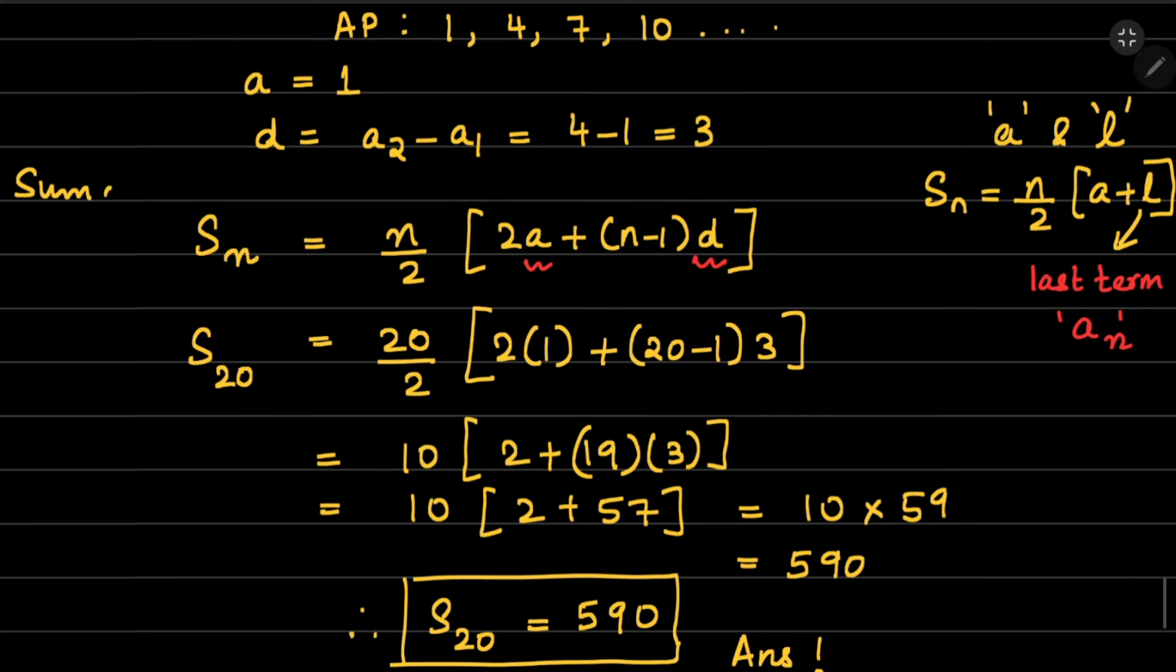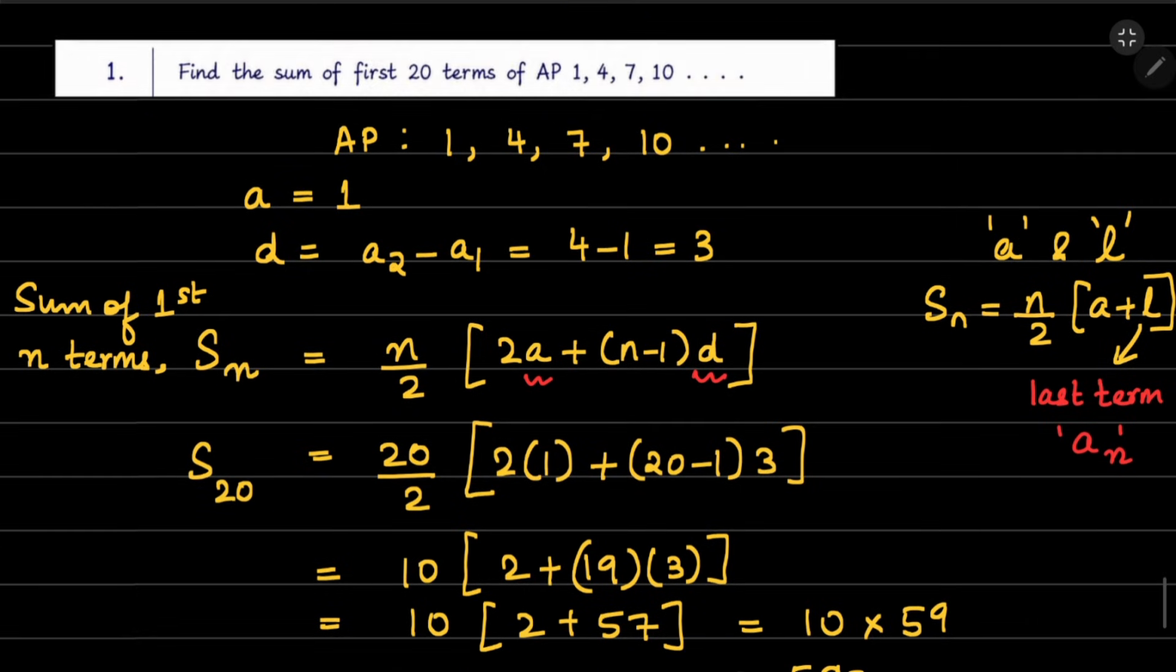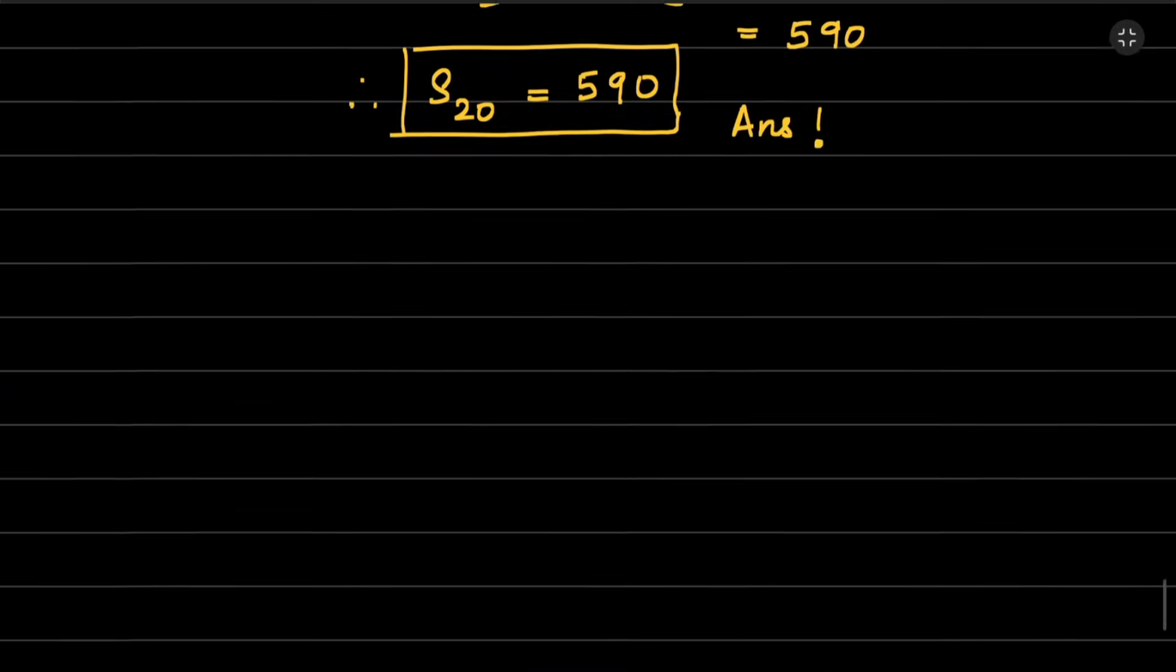Sum of the first n terms. So remember this formula, n by 2 into 2a plus n minus 1 into d. Let's move on to the second question.